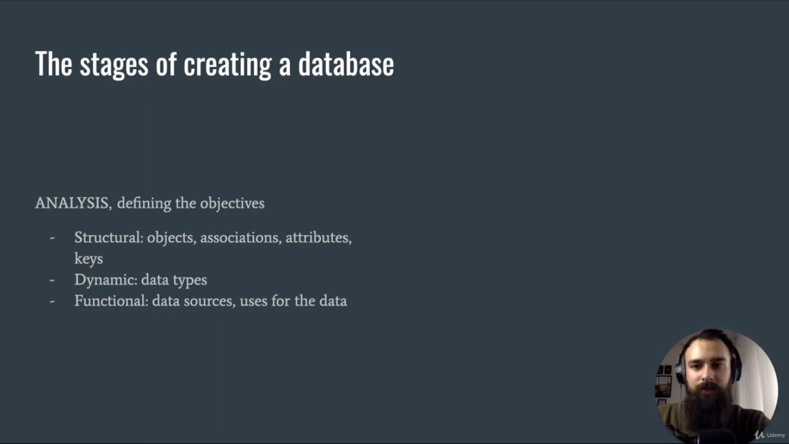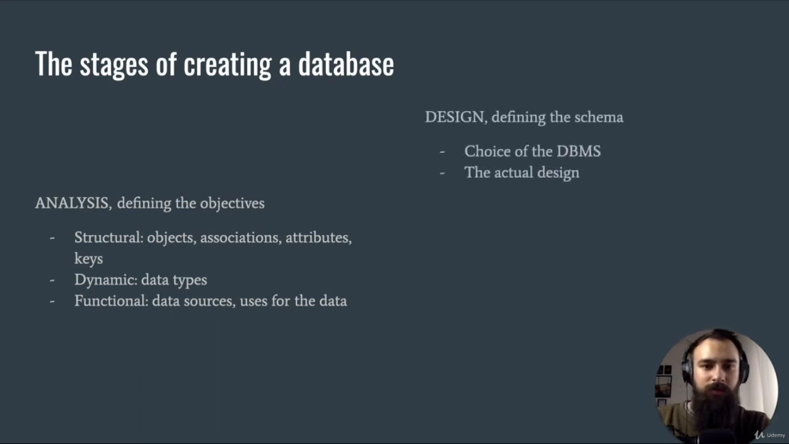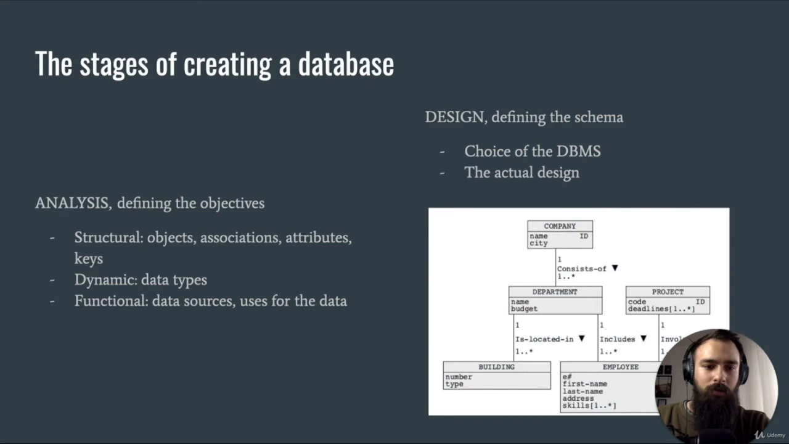Maybe the sales of a company, maybe the customer profile, or anything we can think of. The second stage of creating a database is designing it, defining the schema that I showed you before. In this example, we have a schema that represents a database that stores data about a company. We can see a company with its names and cities that it's located, its departments, buildings, employees, and projects.